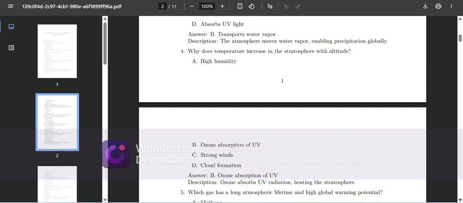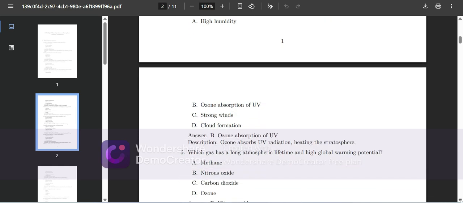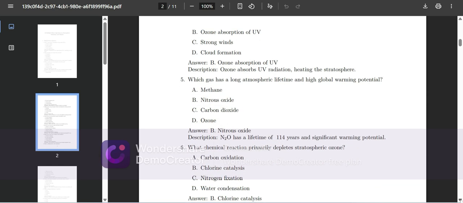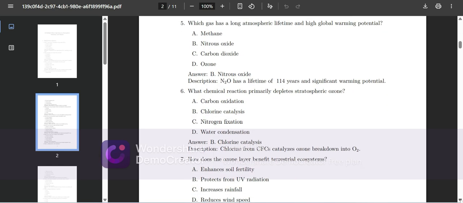Why does temperature increase in the stratosphere with altitude? Ozone absorption of UV. Ozone absorbs UV radiation, heating the stratosphere. Which gas has a long atmospheric lifetime and high global warming potential? Nitrous oxide. Nitrous oxide has a lifetime of 112 years and significant warming potential.